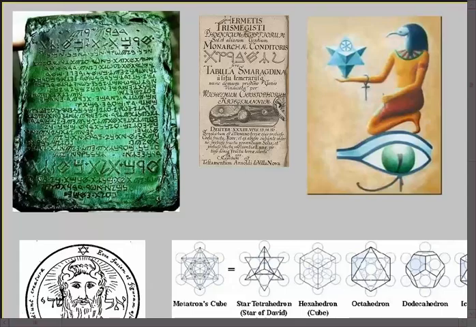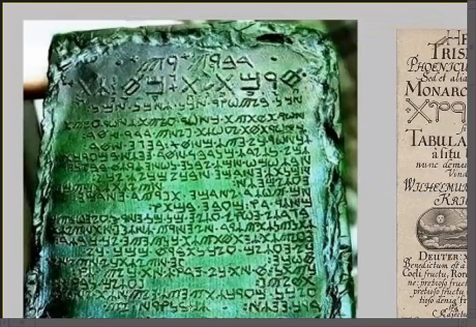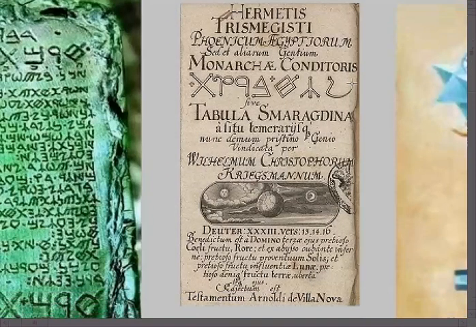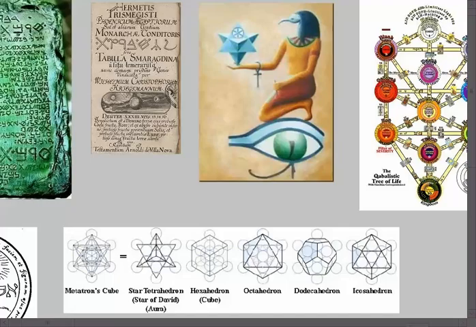Alright, so here you have a picture of Thoth with the all-seeing eye and what's known as Metatron's cube. Here is a closer-up picture of this. You can see the letters, Proto-Syriac or Aramaic, trying to give it the appearance of age.